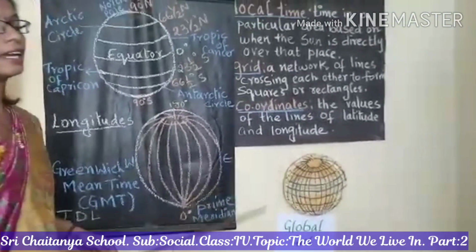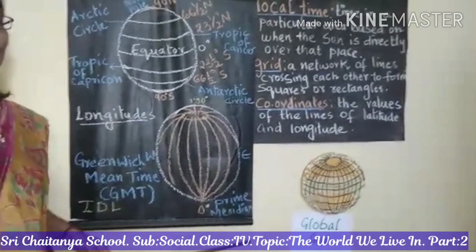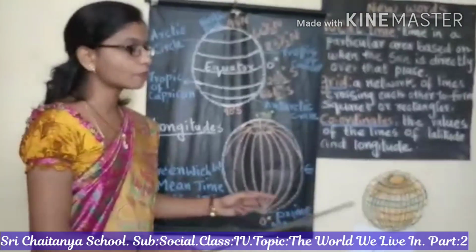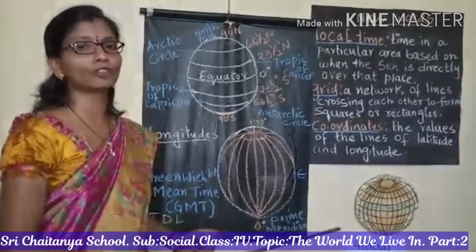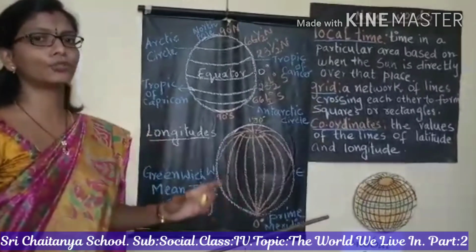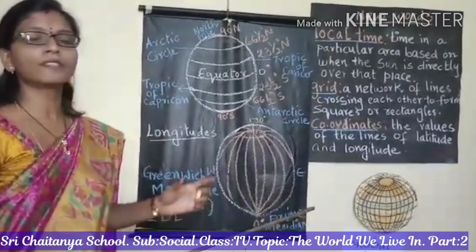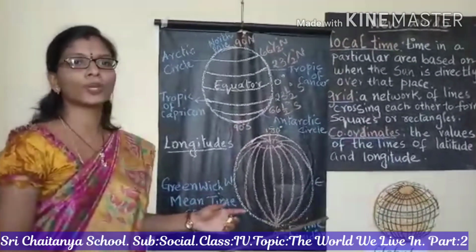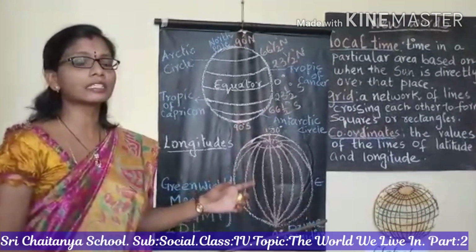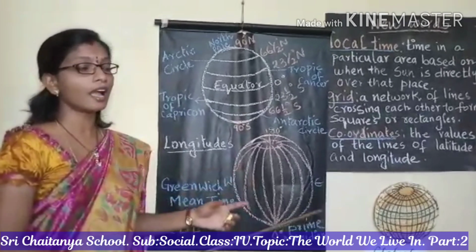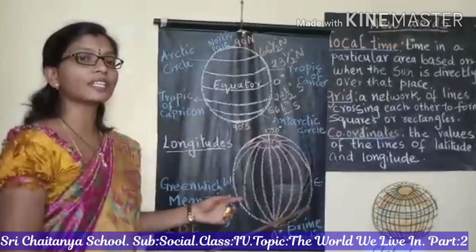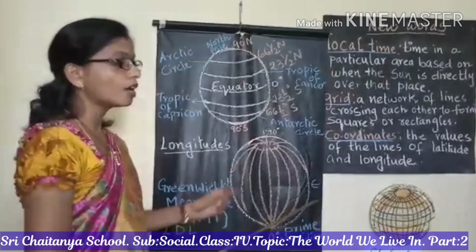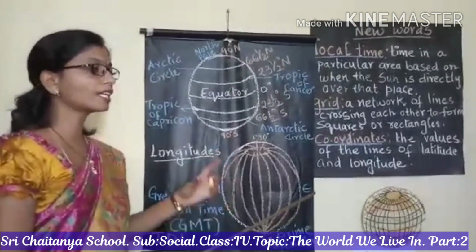This global grid helps us to locate a place on the earth. If we have to locate a place on the global grid, we have to know the latitude and longitude of that particular place. Now suppose we take Delhi. The latitude of Delhi is 28.6 degrees north latitude, and the longitude is 77.2 degrees east. So, with the help of these two, what are these two called?